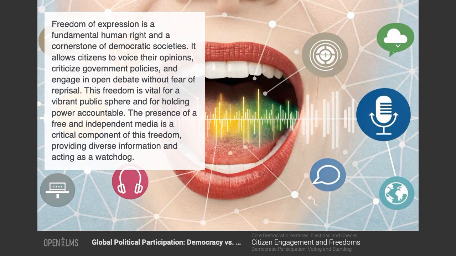Freedom of expression is a fundamental human right and a cornerstone of democratic societies. It allows citizens to voice their opinions, criticize government policies, and engage in open debate without fear of reprisal. This freedom is vital for a vibrant public sphere and for holding power accountable. The presence of a free and independent media is a critical component of this freedom, providing diverse information and acting as a watchdog.